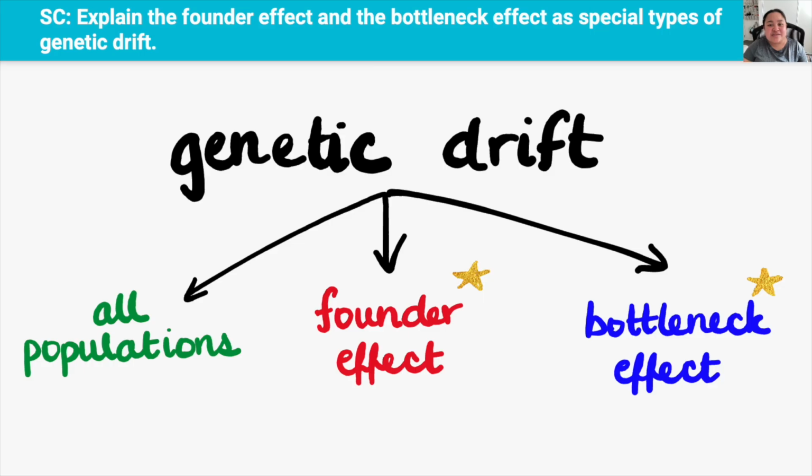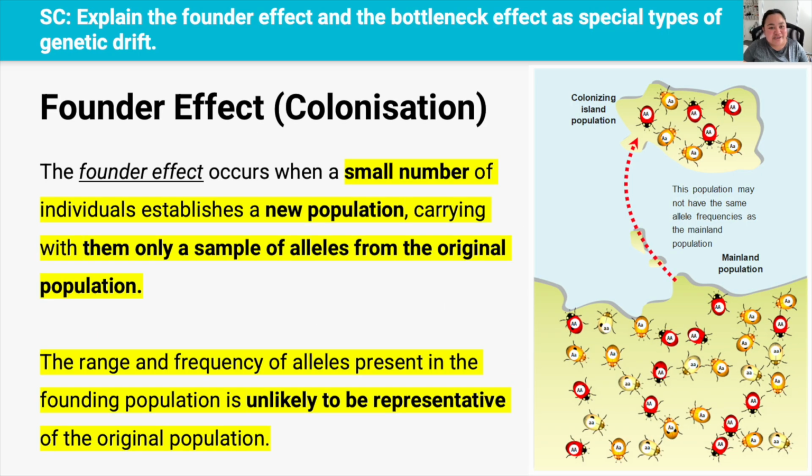I've already mentioned that genetic drift happens in all populations, but there are also two special types of genetic drift that you have to know about: the founder effect and the bottleneck effect. First up, let's discuss the founder effect. This is a special type of genetic drift caused by colonization.